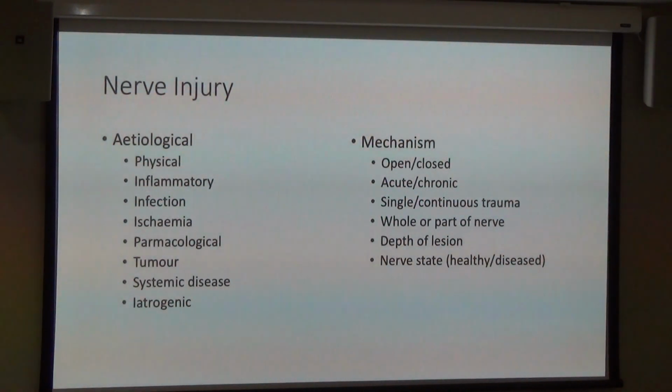K-wire fixation of the wrist, styloid screws, or trapeziectomies where people haven't appreciated the superficial branch of the radial nerve. Mechanism is pretty standard: open, closed, acute or chronic, single or continuous trauma, whole or part of nerve depth lesion, and nerve state, healthy or diseased.